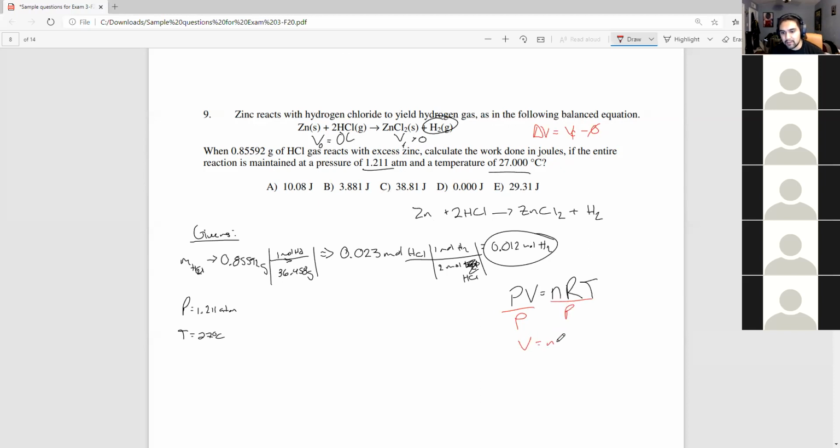So we divide by P. Do I have all the necessary variables to solve for volume? Yes. What do I have to do to my temperature though? Convert to Kelvin. And then what number is that in Kelvin? 300.15 Kelvin.